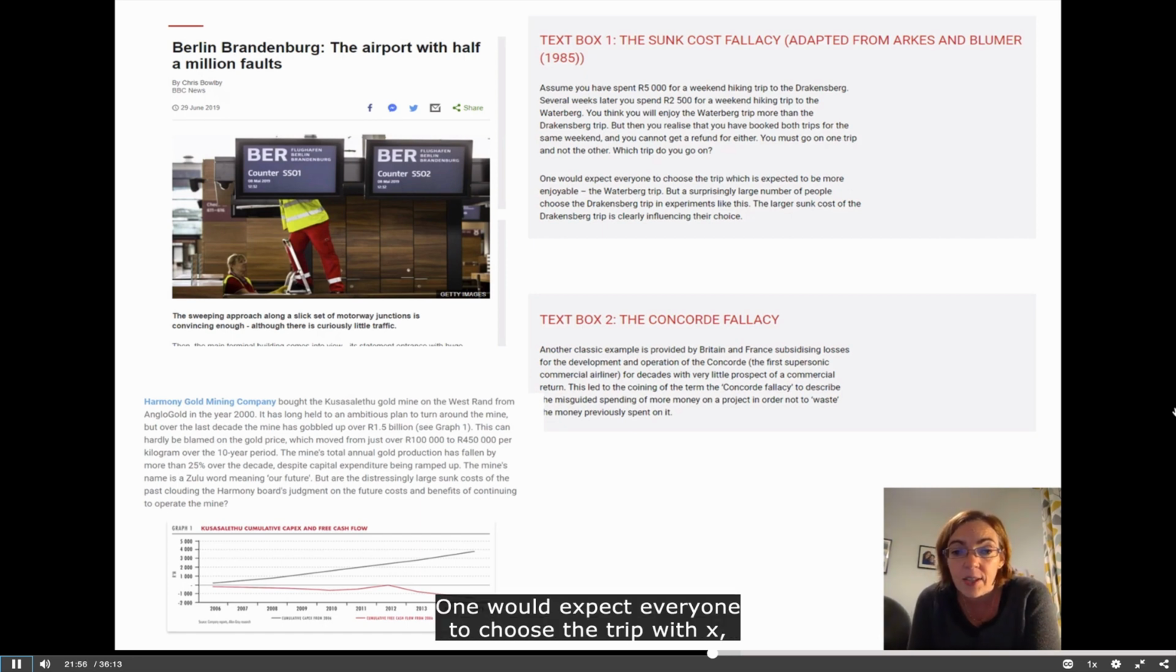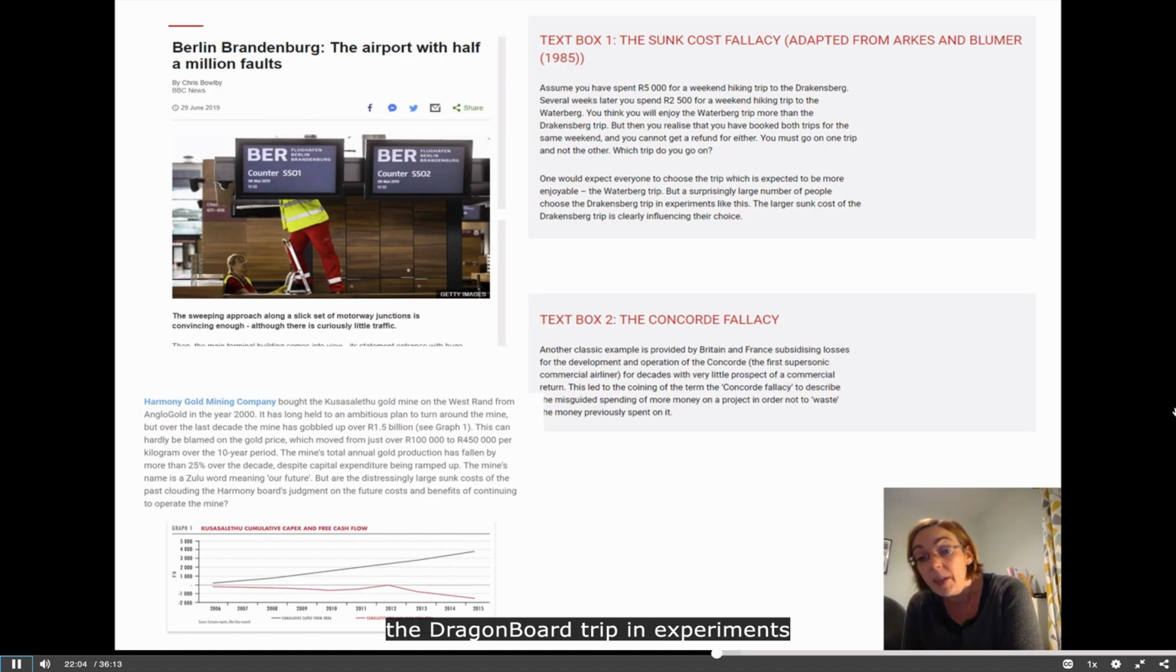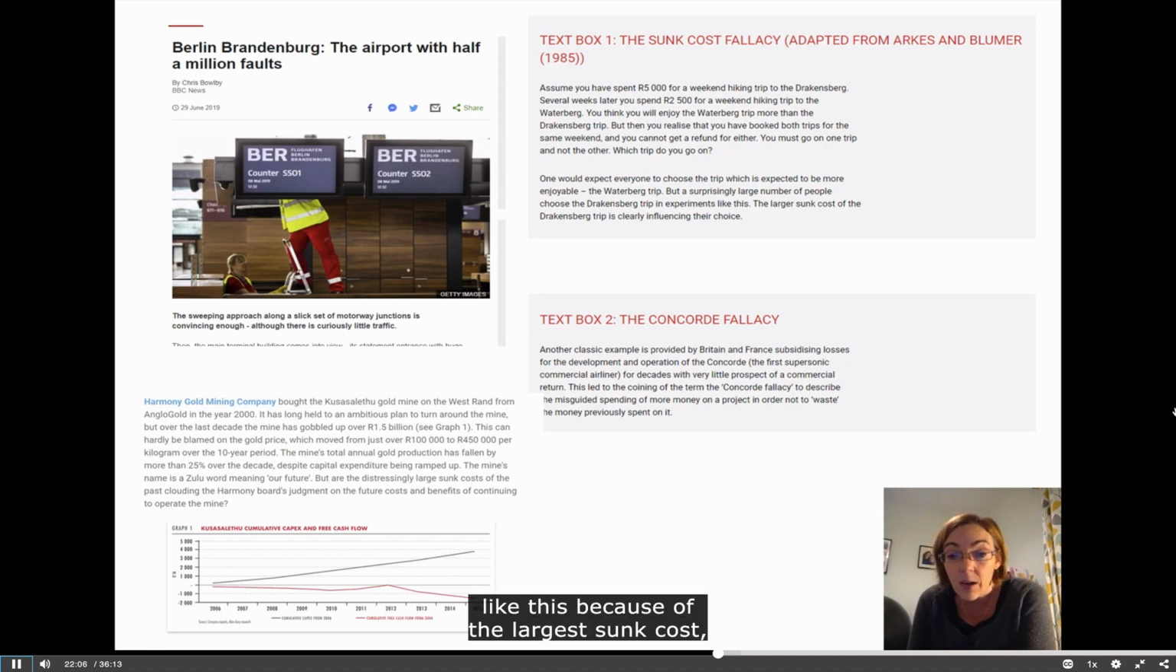One would expect everyone to choose the trip which is expected to be more enjoyable, the Waterberg trip. But a surprisingly large number of people choose the Drakensberg trip in experiments like this because of the larger sunk cost, which is influencing the choice. And of course, we see this in all sorts of marketing scenarios as well. A slight analogy I always talk about here.